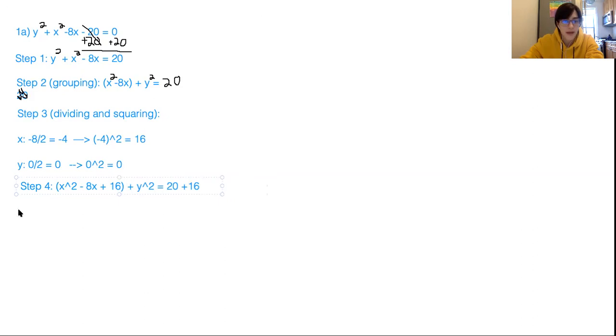For step 5, I'm just going to actually calculate out what's happening on the right side of the equal sign. So I have x squared minus 8x plus 16 plus y squared equals 20 plus 16, that's 36. So all I did for this step was this math right here. Okay. Step 6 is going to be factoring.